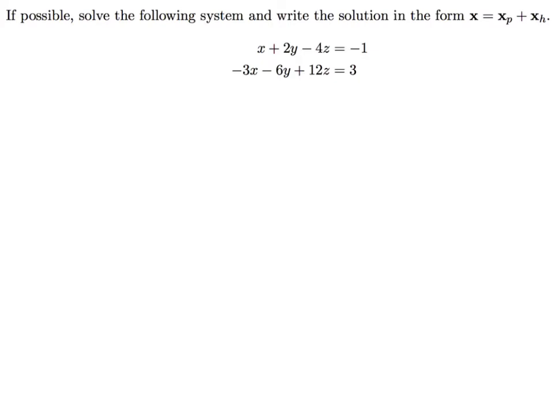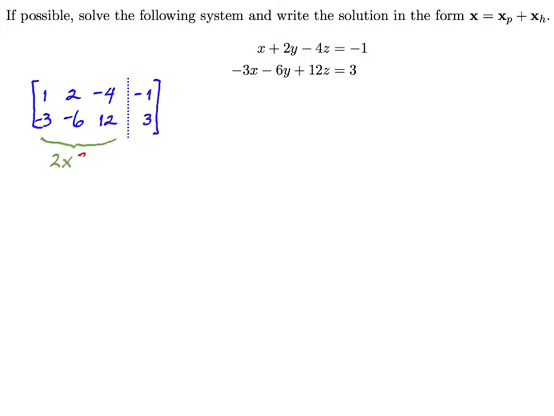This one says, if possible, solve the following system and write the solution in the form X equals X sub P plus X sub H. Remember, X sub P will be a particular solution to the non-homogeneous system, and X sub H will be a solution to the corresponding homogeneous system. All right, so let's write down the augmented matrix for this non-homogeneous system.